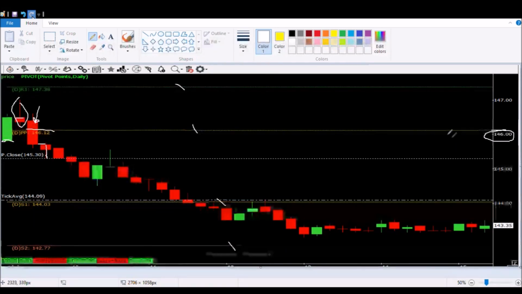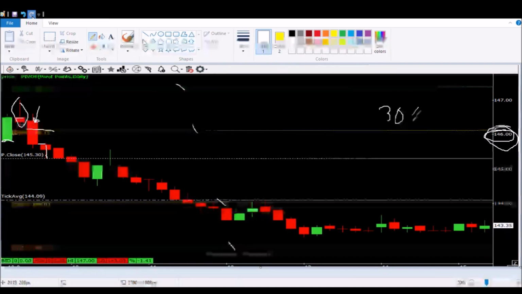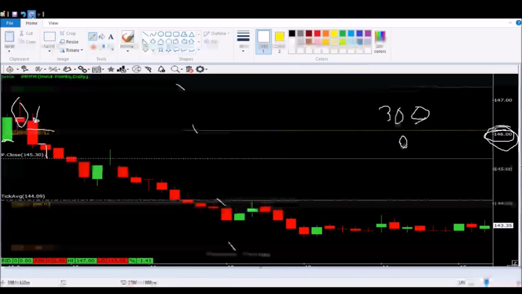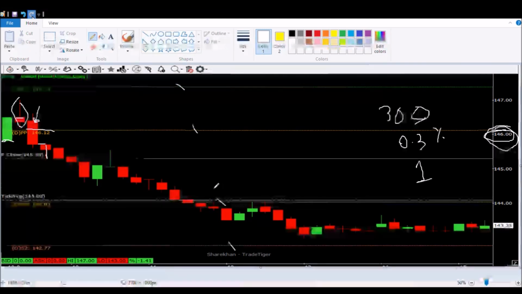For the stock in this case, its price is 146. It will depend upon the stock price. If the price of the stock is like 300, a movement of 0.3% means a change in price by 1. So depending upon that, you have to calculate what the 0.3 percent is. So don't be greedy, make 0.3 and get out of the stock.